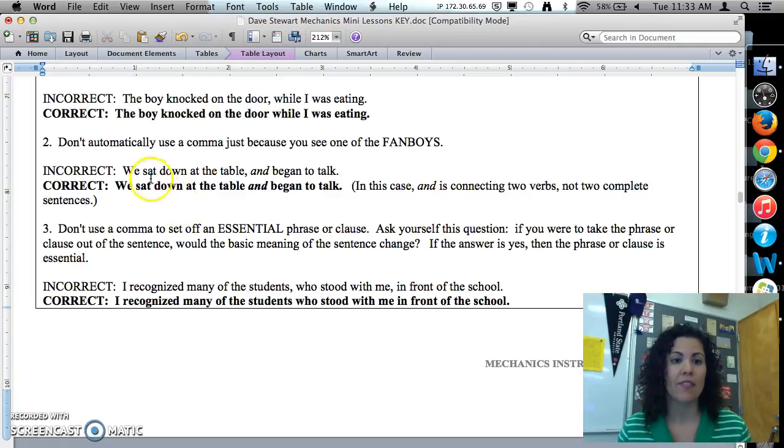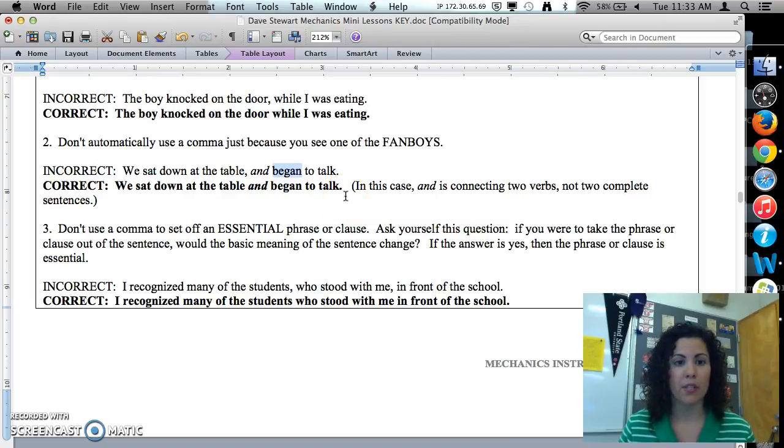So it's incorrect if you say we sat down the table, comma, and began to talk. No. See how I start with a verb here, but I don't have a subject? You must have a subject in order to have that comma and. So we would just simply take out the comma and say we sat down the table and began to talk.